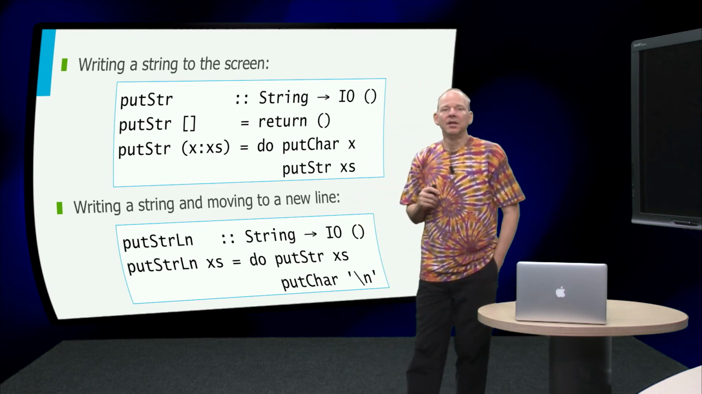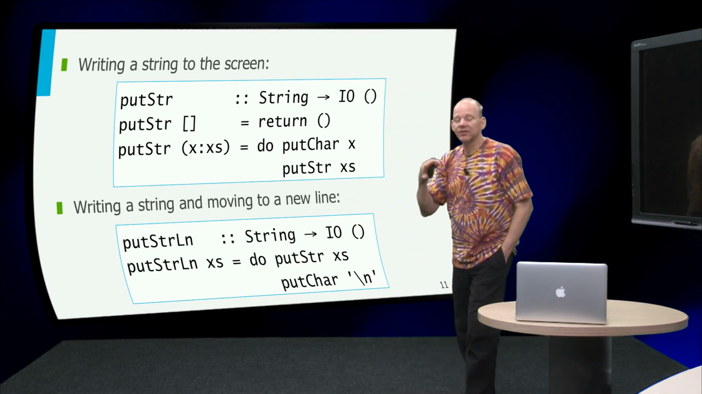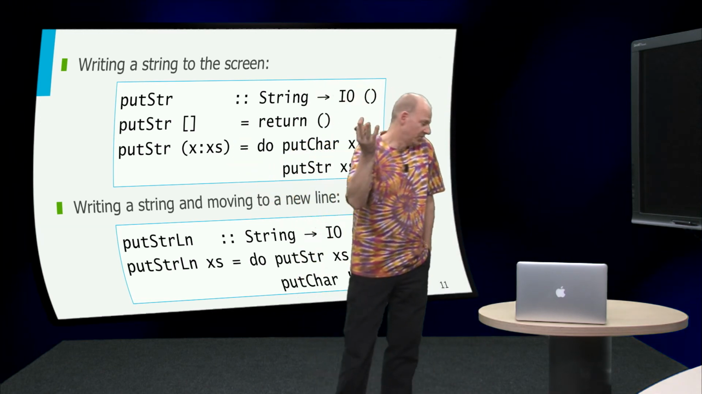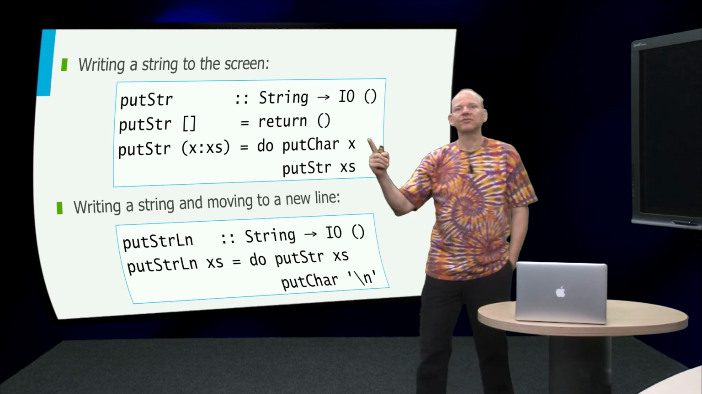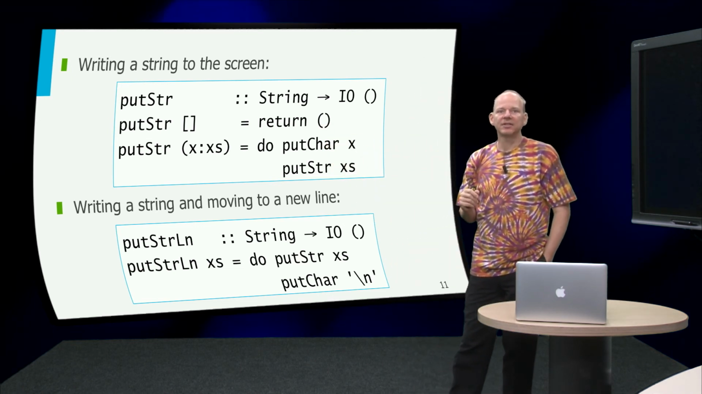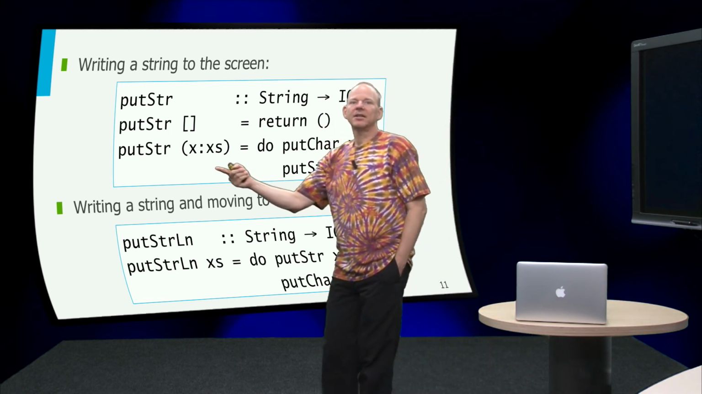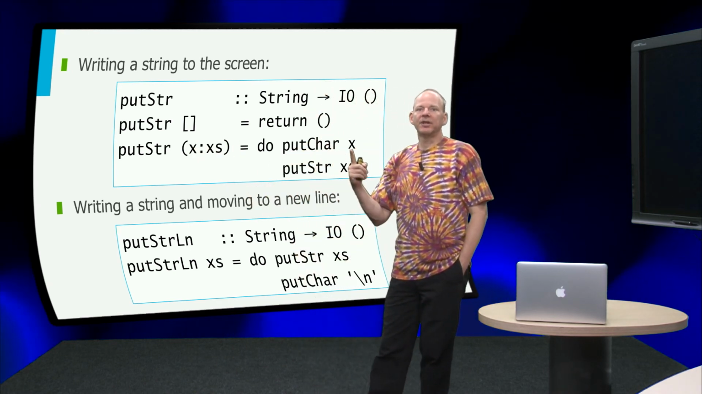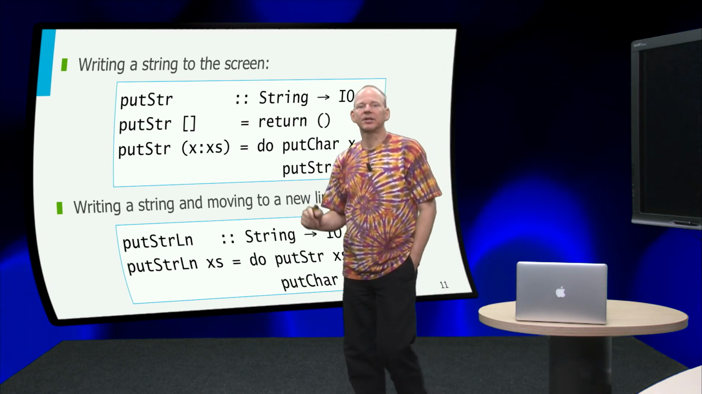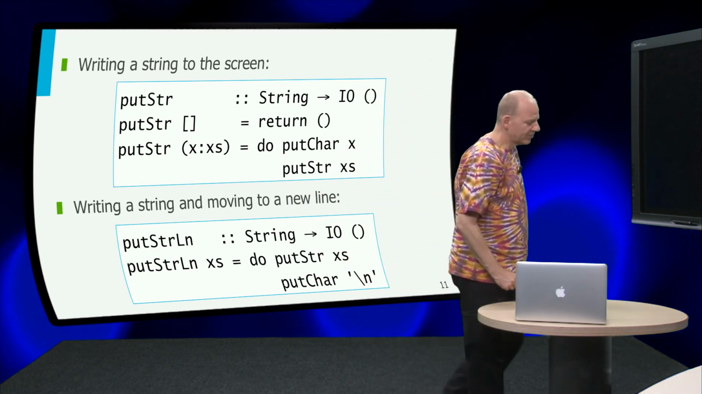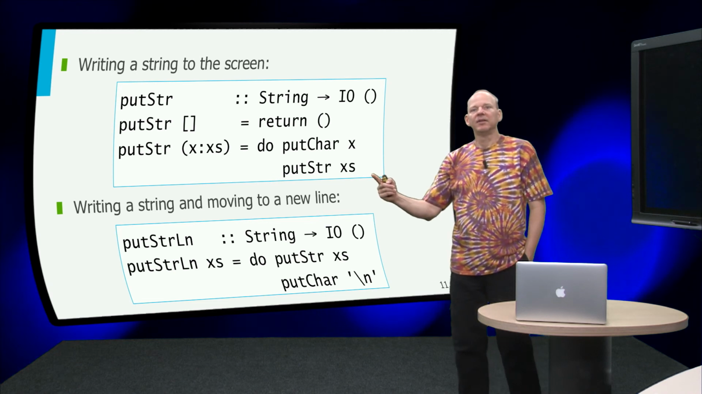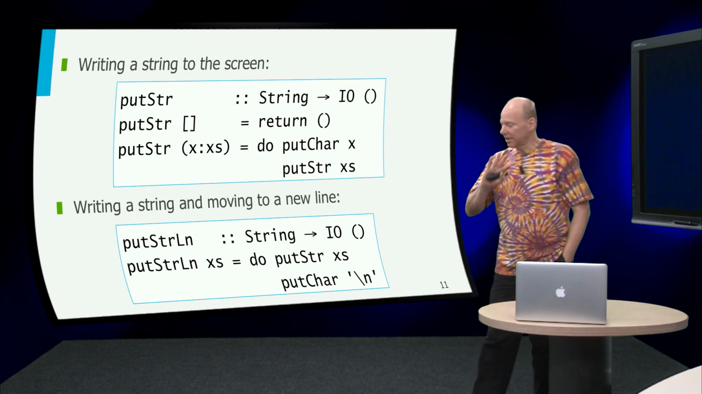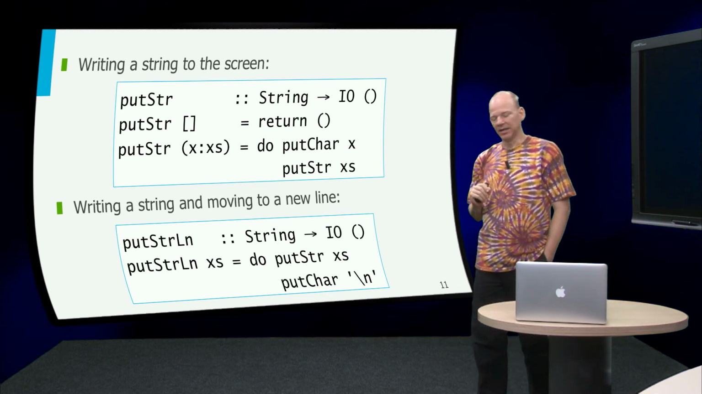Here's an example that takes a string and writes it to the standard output. If we have the empty string, we cannot do anything, so we just return unit immediately. If we have a string that starts with a character x followed by a string xs, we print the first character, and then recursively we print the rest of the string on the screen. This returns IO of unit, so the whole thing returns IO of unit, and everything fits.